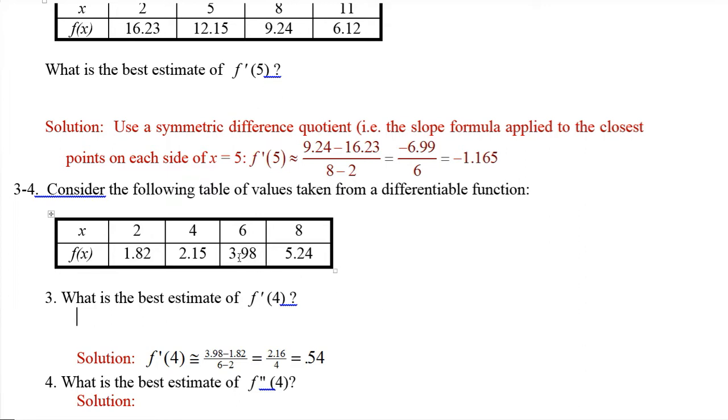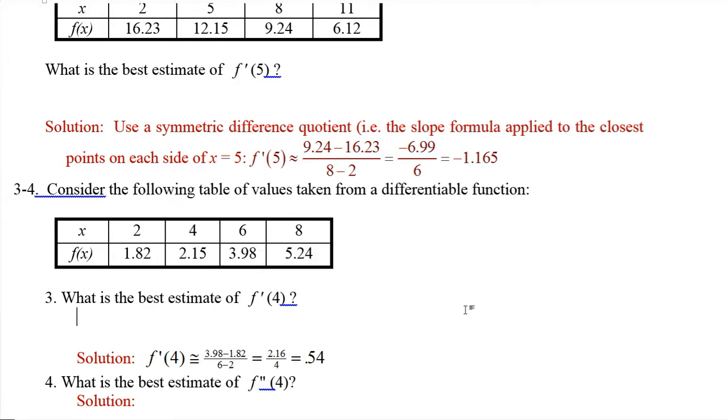So delta y is 3.98 minus 1.82, or positive 2.16. Delta x is 6 minus 2, which is 4. So we're going to the right 4 and up 2.16. That works out to be 0.54. So 0.54 is our best estimate. Now, how about another question? How could you estimate f double prime at this point, x equals 4?